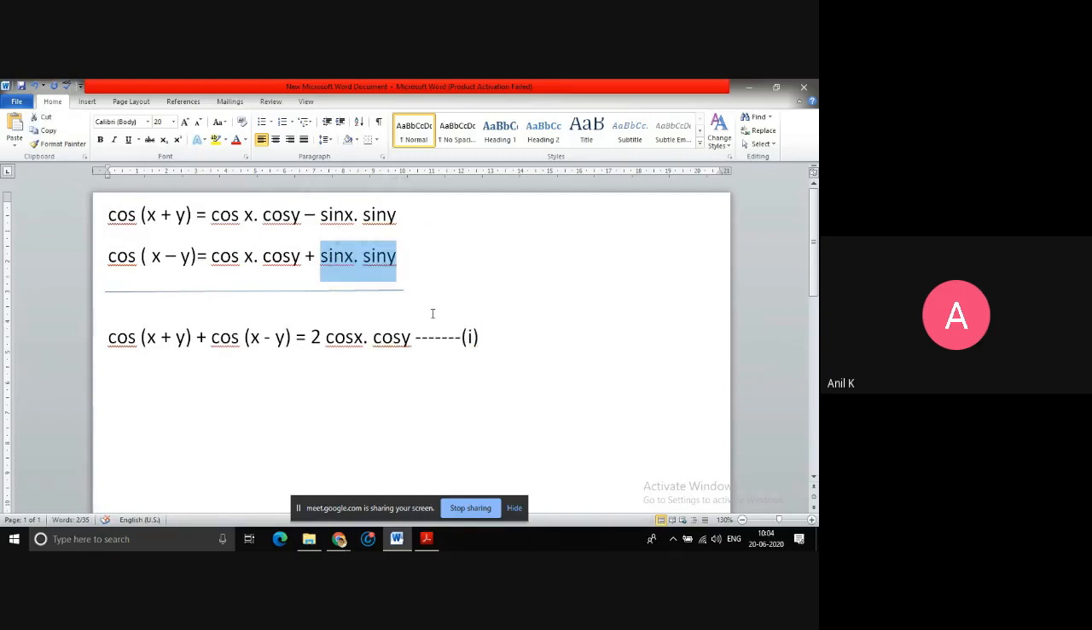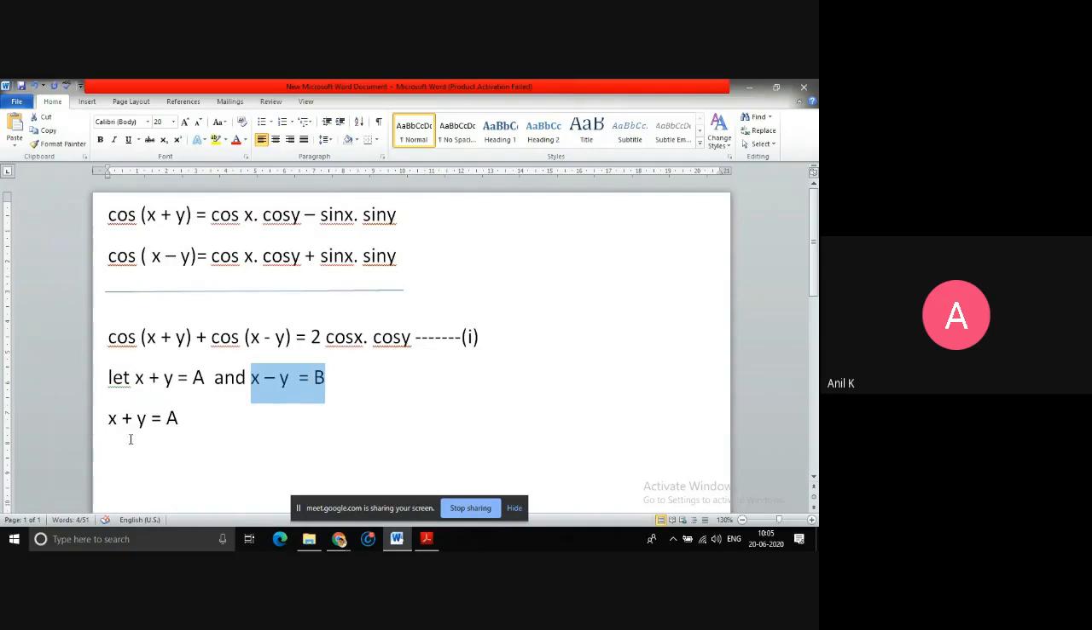So you may call it equation number 1. I have not given any equation number here, so I call this equation number 1. Now what you do is, let x plus y be a and x minus y be b. Solve these two equations to find what is x in terms of a and b and what is y in terms of a and b.